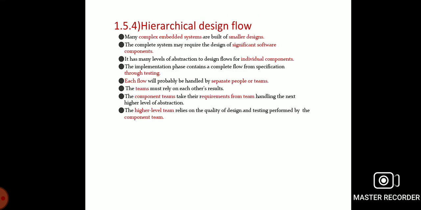Next one, the hierarchical design flow. Many complex embedded systems are built from smaller designs. The complete system may require the design of significant software components. It has many levels of abstraction, with a design flow for individual components. The implementation phase contains a complete flow from specification through testing. Each flow will probably be handled by a separate person or team. The teams must rely on each other's results. The component team takes the requirements from the team handling the next higher level of abstraction. Finally, the higher level team relies on the quality of the system and the testing performed by the component teams.